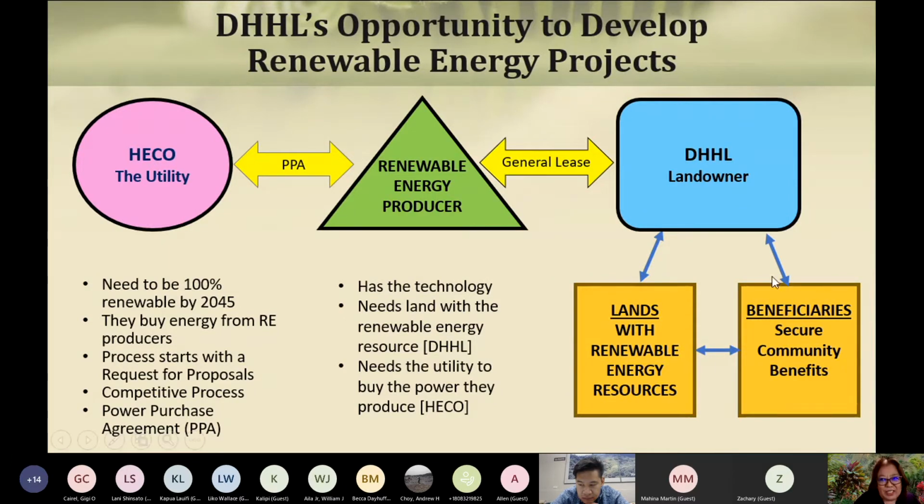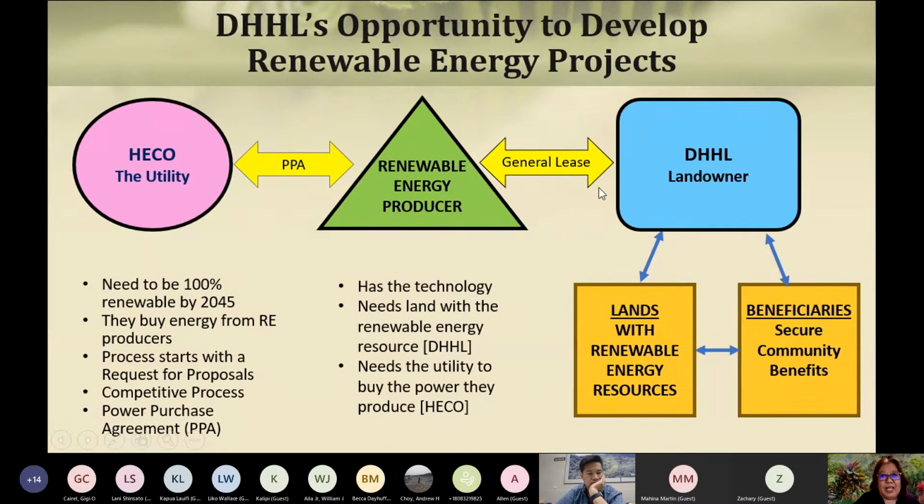So we are the third entity that's involved. We are in this role, or in this situation, the landowner, and that's our role. So we have our lands with our resources. And because we are DHHL, we have beneficiaries too, right? We have the applicants that need to get on the land. We have our lessees that are already on the land. So that's kind of like our world that we're in.